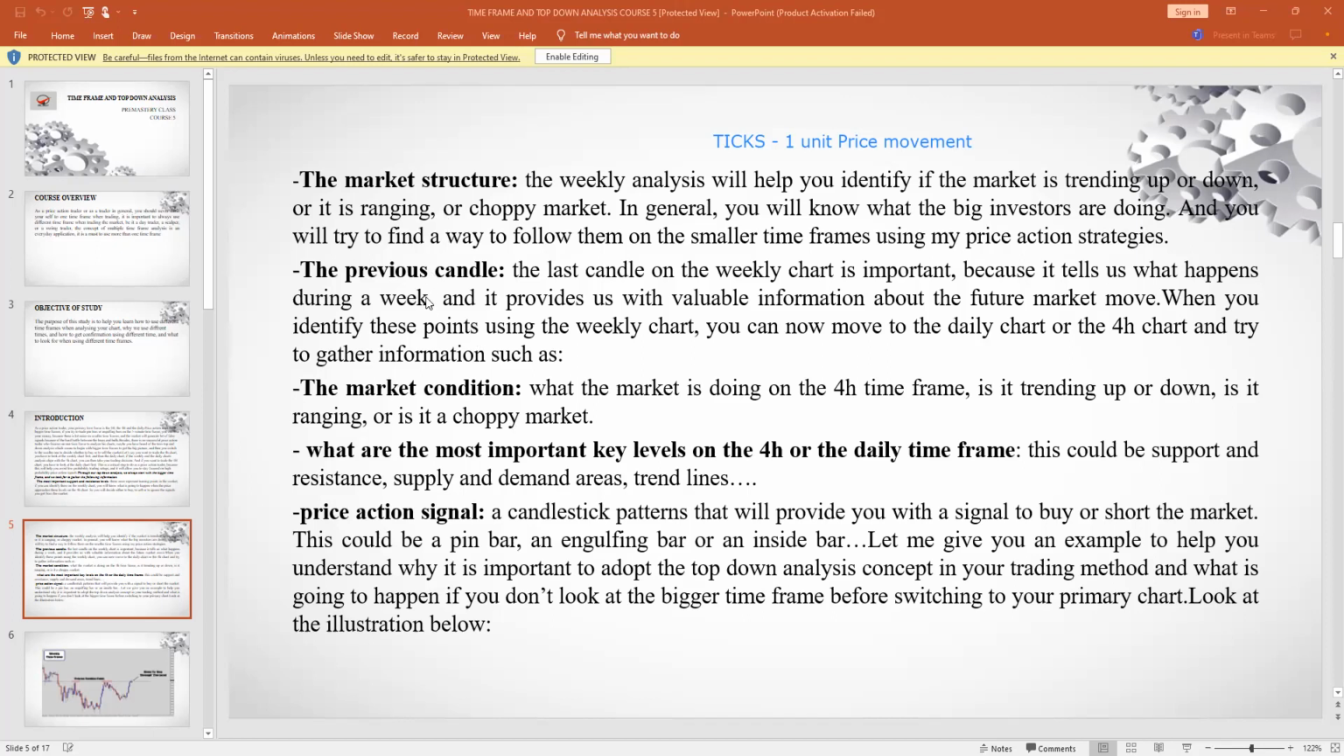So we've checked the support and resistance on the higher time frame, the weekly time frame, the daily time frame. All right. You've checked the market structure.